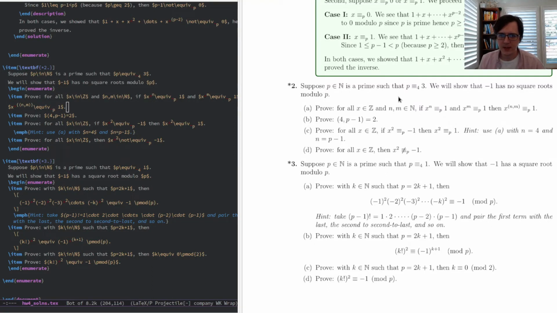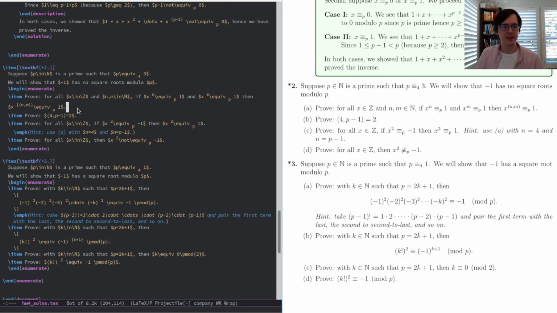So suppose p is prime and p is 3 mod 4. We'll show that minus 1 has no square roots modulo p. So minus 1 is not a quadratic residue modulo p, using some other terminology, or there's no number that squares to a number that's congruent to -1.